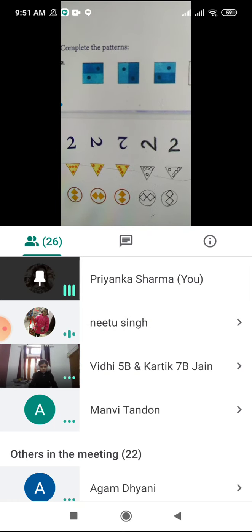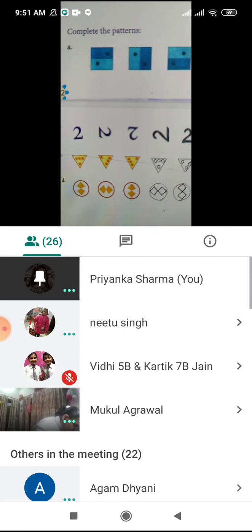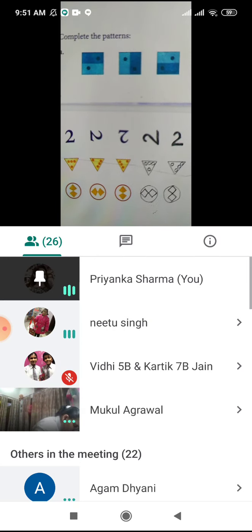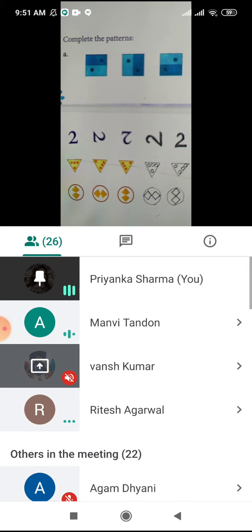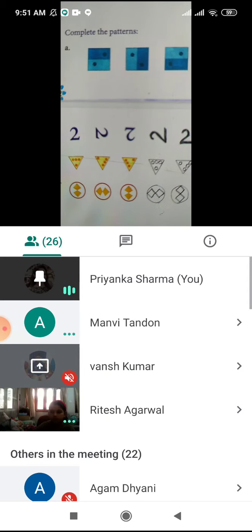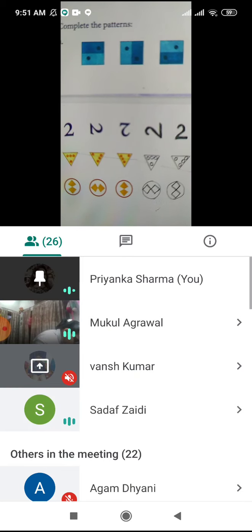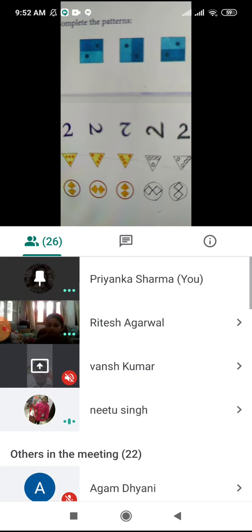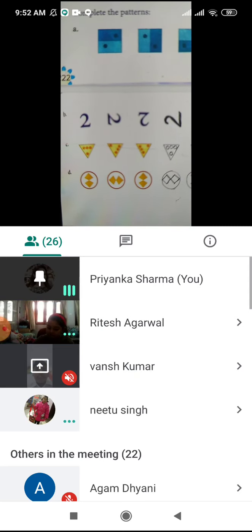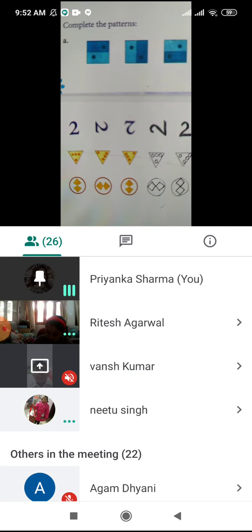Look at the arrows. In the first figure, the arrow is straight. In the second figure, at what degree has it turned? It has turned 90 degrees. Then in the third figure, again 90 degrees, it has become straight. That means in the first image, straight. In the second image, horizontal. In the third image, straight.